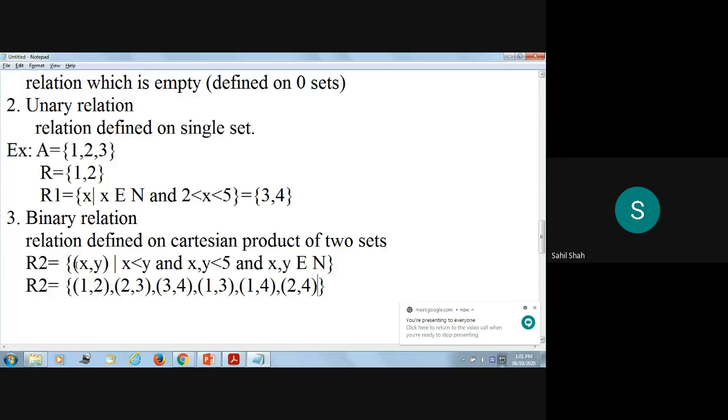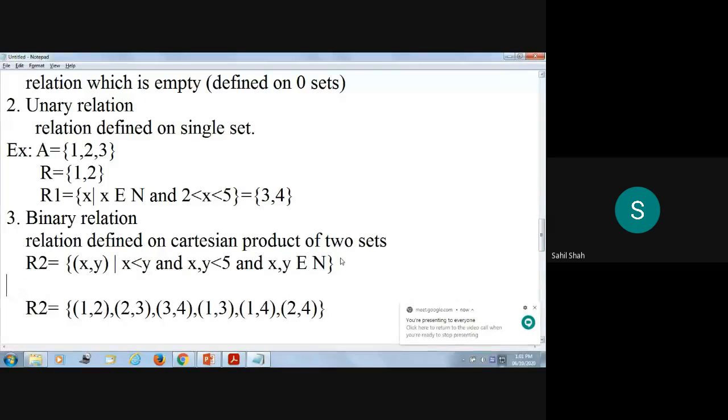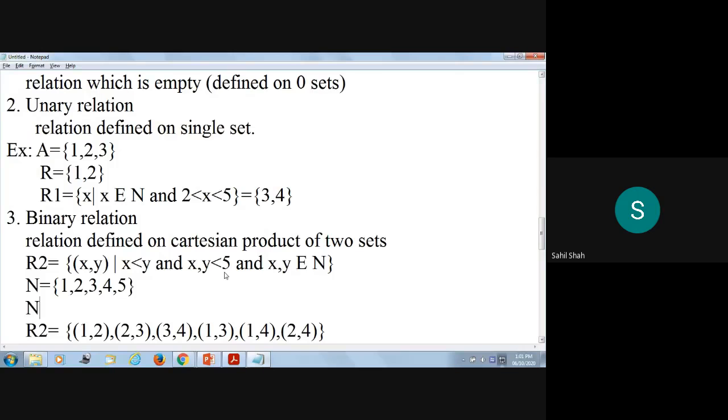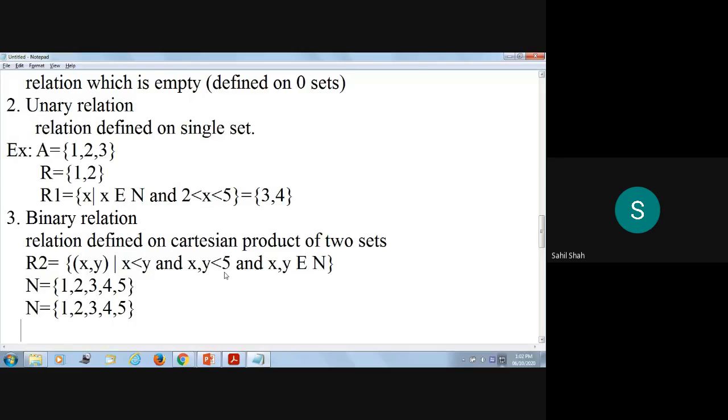Why is this relation known as a binary relation? Because it is defined on the Cartesian product of 2 sets. You will again ask me, how can you prove this? So let me first define my natural number set according to the given constraint. The given constraints are that x, y should be less than 5. So we will have 1, 2, 3, 4, 5. I will again take N because I have to deal with the Cartesian product of 2 sets, isn't it? What is the Cartesian product of this?